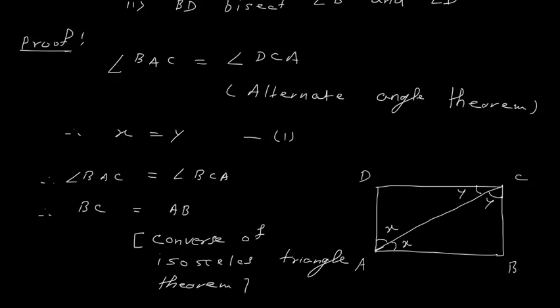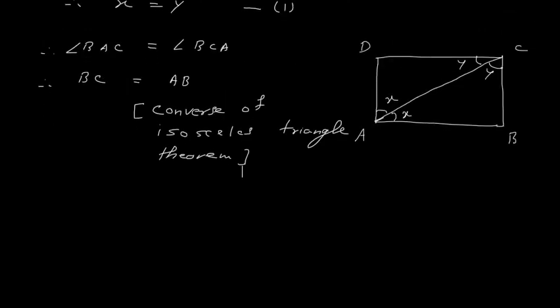So all the theorems that you learn are very, very important, and you have to remember all of them. Now BA is equal to BC is equal to AB. Now this is a rectangle and adjacent sides are equal. So this ABCD will become a square.